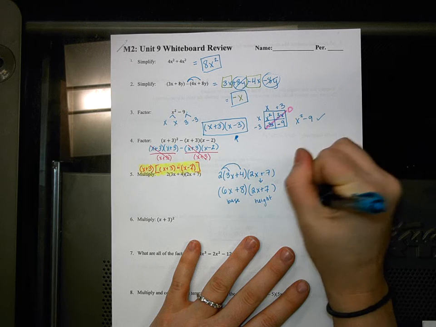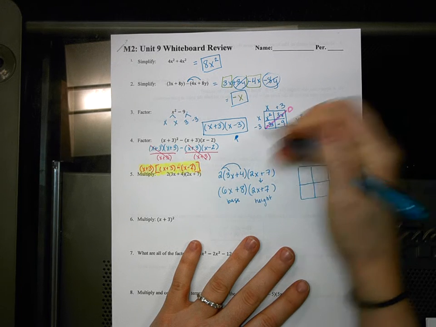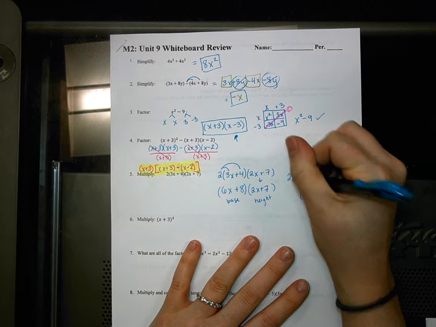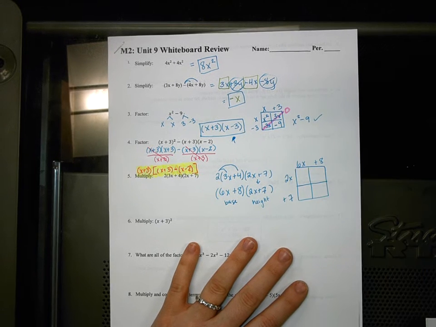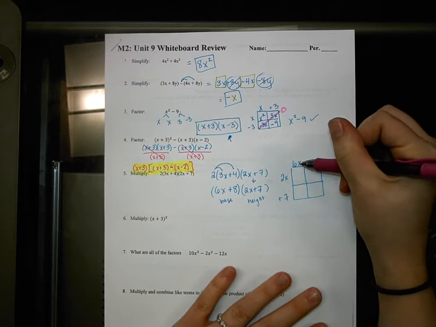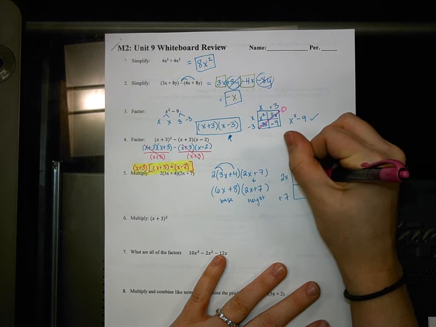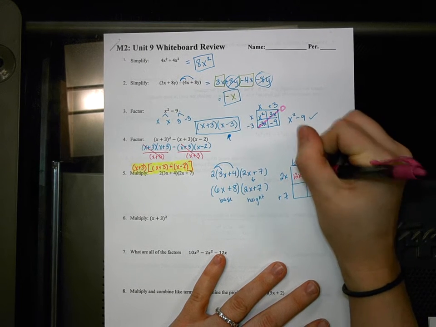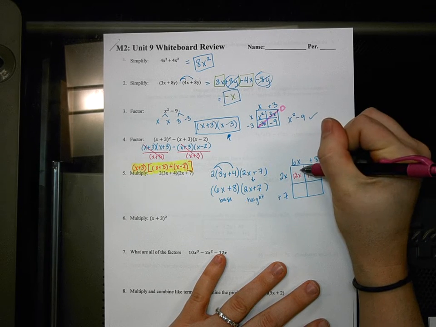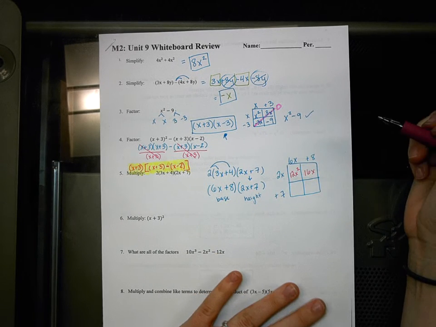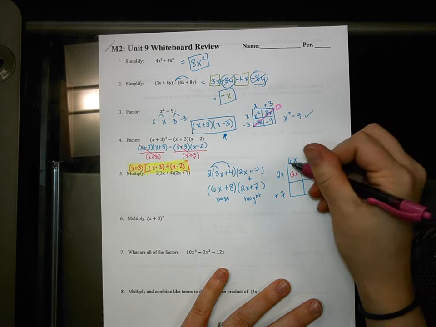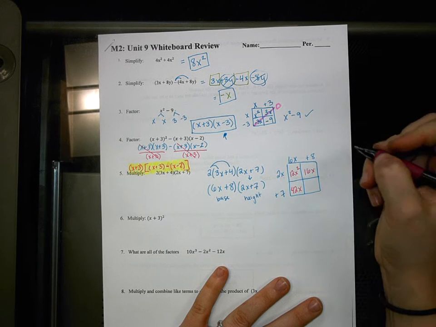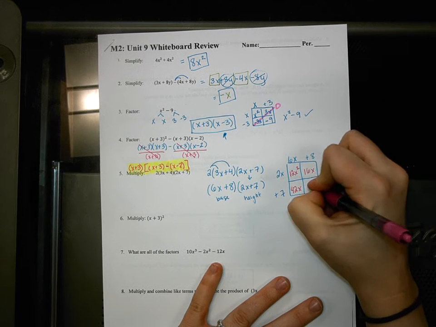You can use it as a base and a height. My base is 6x plus 8, and my height is 2x plus 7, which means I multiply 6x times 2x. Oh, sorry. X times x gives me x squared. Don't forget your x squared term. 6x times 7 is 42x. And 8 times 2x is 16x. And 8 times 7 is 56.